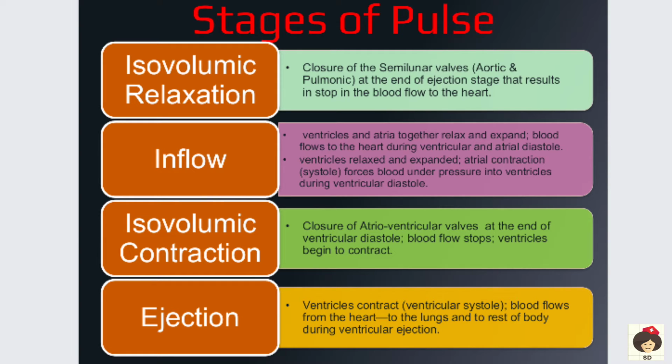And in the last stage, the ventricles will contract, that is called systole, and during contraction the blood will flow from the heart. On the right side, from the right ventricle it goes to the pulmonary artery, and on the left side it will be ejected to the aorta, and through the aorta it goes to all the arteries, that is the rest of the body. That is called ejection. So these are the stages of pulse and the mechanism.